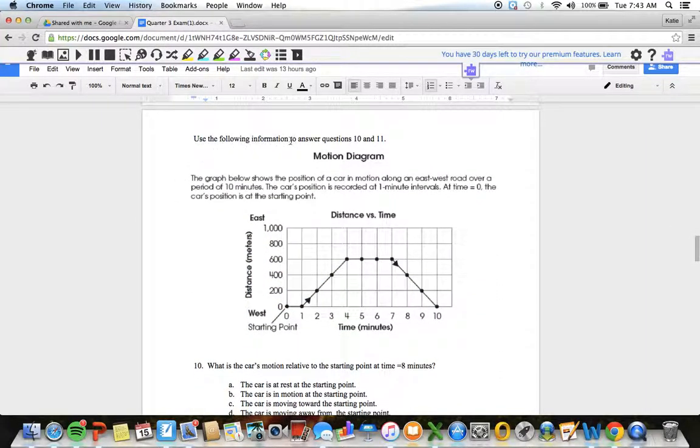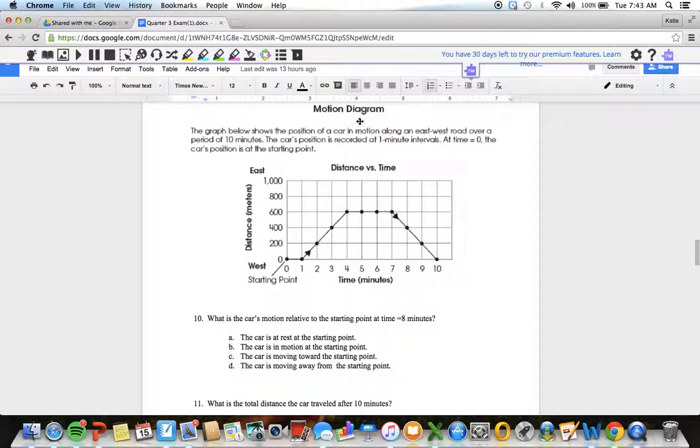Use the following information to answer questions 10 and 11. Motion diagram. The graph below shows the position of a car in motion along an east-west road over a period of 10 minutes. The car's position is recorded at 1-minute intervals. At time equals 0, the car's position is at the starting point.